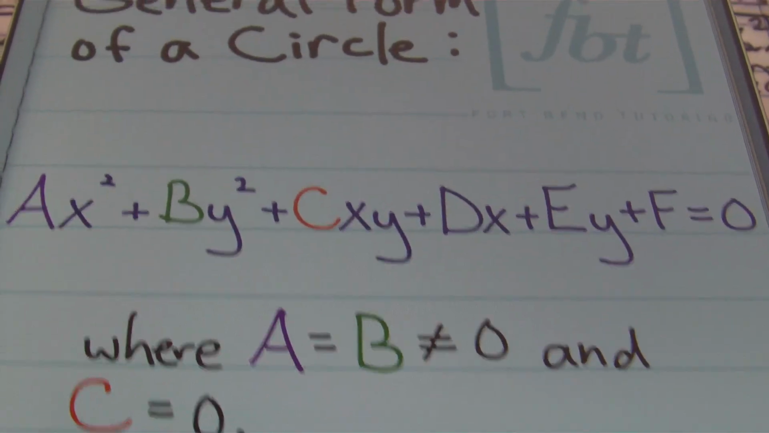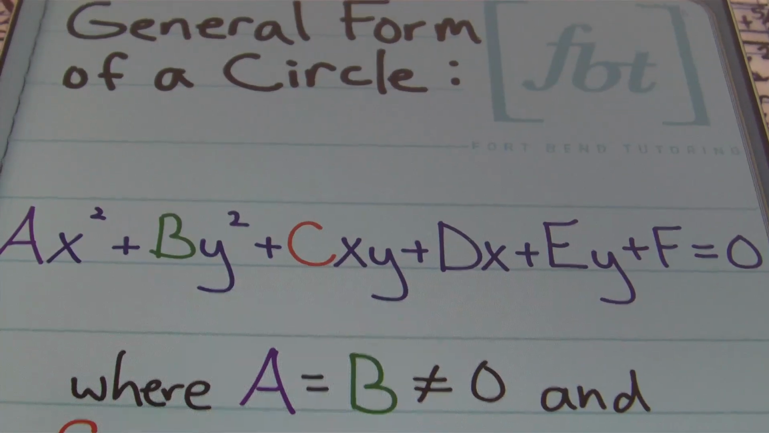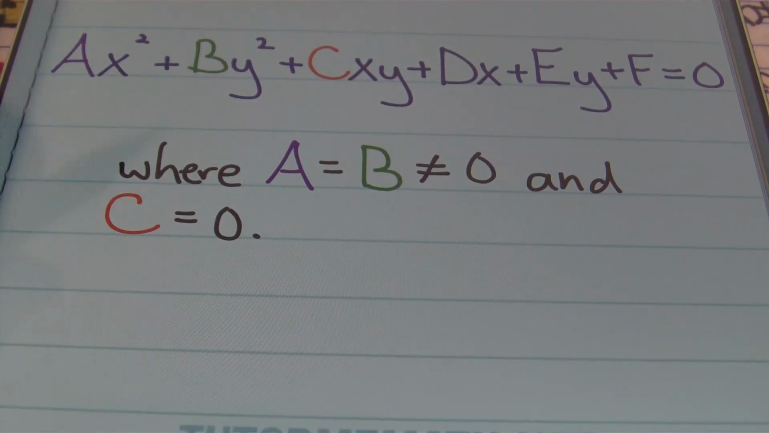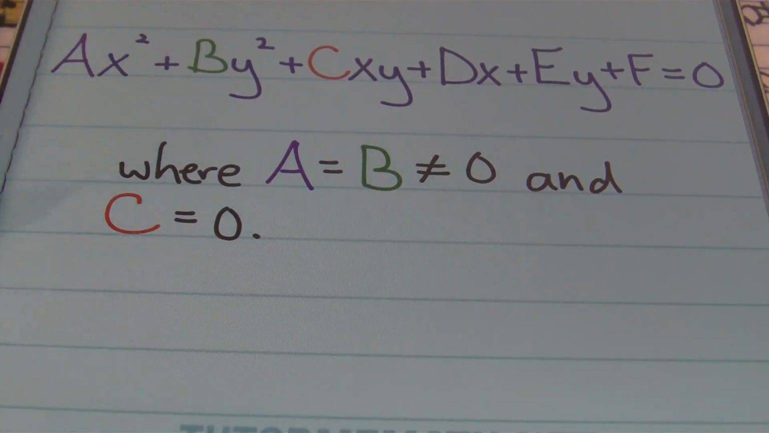There are times, ladies and gentlemen, that you may be presented with the equation of a circle in general form. The general form can be represented by this equation where A and B are equal to one another and don't equal 0, and your C coefficient does equal 0. So when presented with an equation that looks similar to this, you most likely will need to convert this into center radius form in order to graph it. That's what this next problem is going to ask us to do.